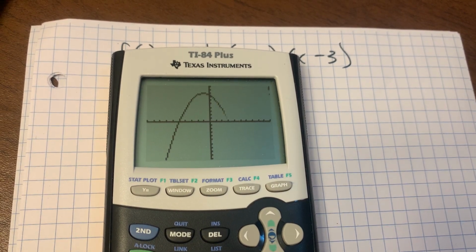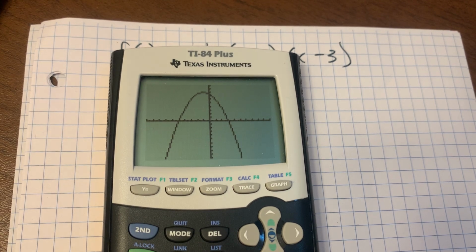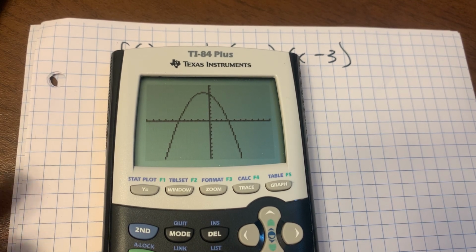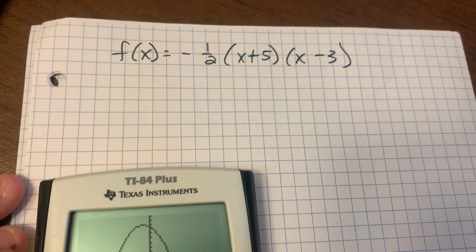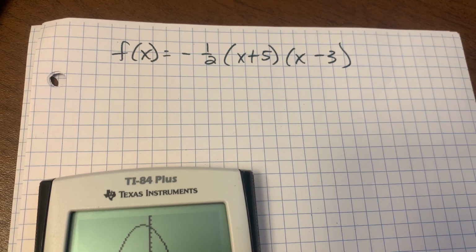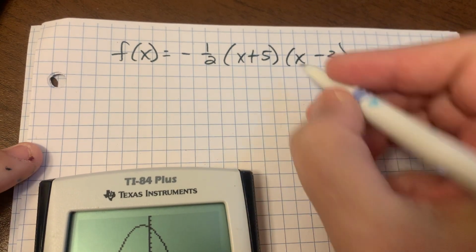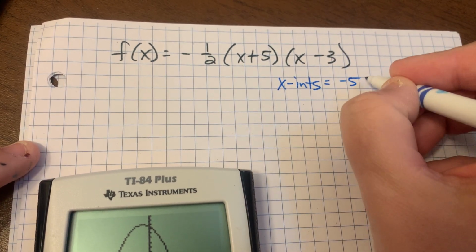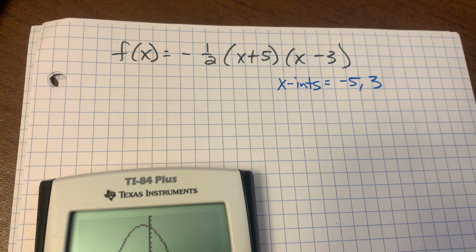Zoom 6 is a standard viewing window. That means I'm going 10 in each direction on the axes from the origin. Okay, so this is a pretty good picture. I know from just looking at the equation that I've got x-intercepts at -5 and +3. So that's one thing that's done right away for us, which is pretty cool.